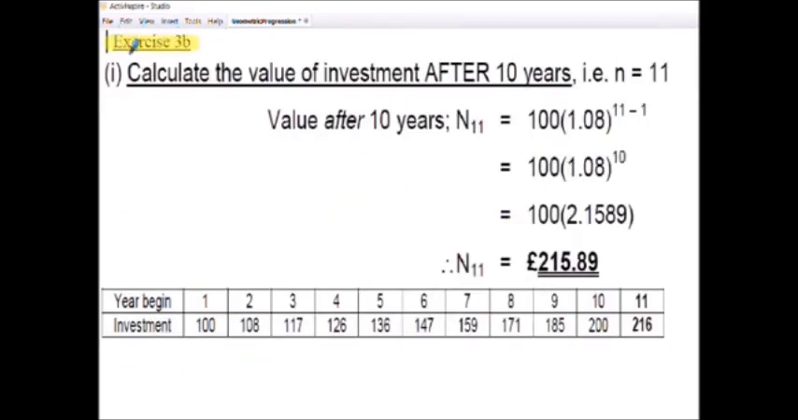Exercise 3b continues. So part 1, we've got to find what the investment is worth after 10 years, that's in the 11th year. So n is equal to 11 here. So u11 is equal to the a times the r to the power of 11 minus 1. Doing the numbers on this, we find that the value after the 10 years is 215.89. The table shows the investment after each of the years at an 8% interest rate, and we can see after 10 years in the 11th year it's worth £216.